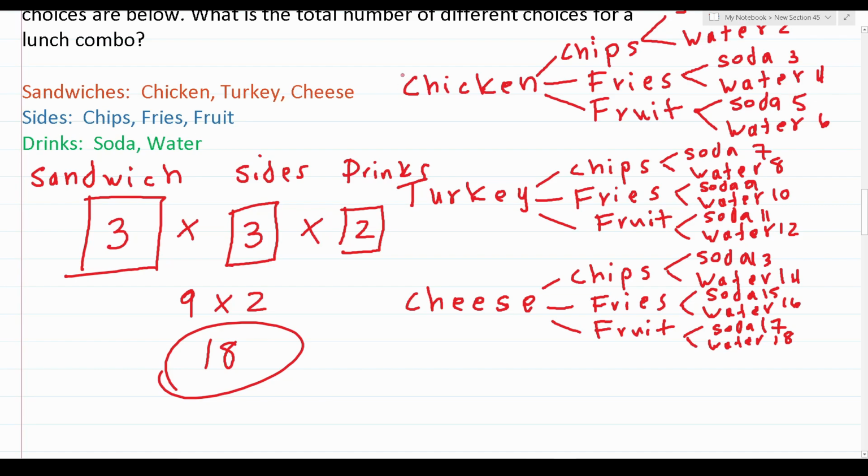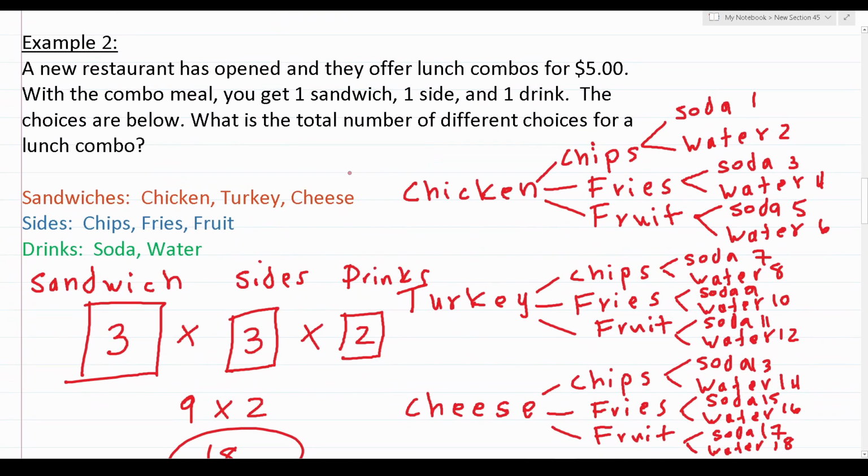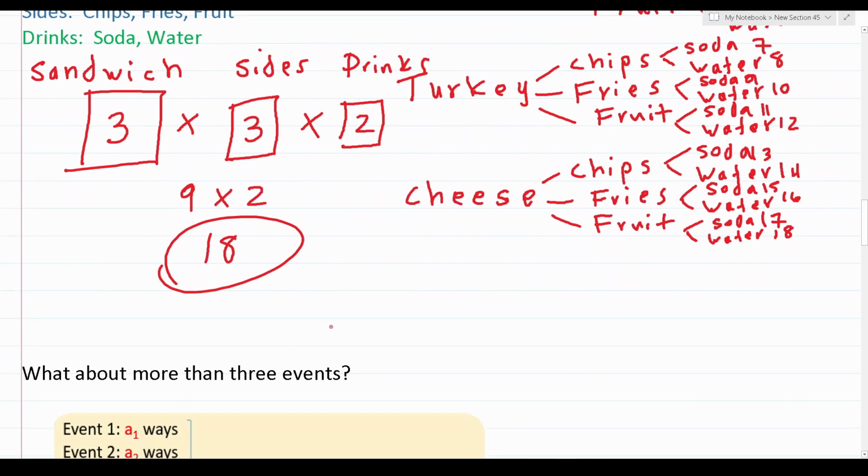All right, so again, you can either make your tree diagram, which gets really confusing and tedious and a lot of work, or you can simply take your events, identify them, identify how many options there are for each event, and then multiply those by each other. And that's all there is to it. Again, sandwiches is our event, 3 options. Sides was our event, 3 options. Drinks was our event, 2 options. 3 times 3 times 2, 18.